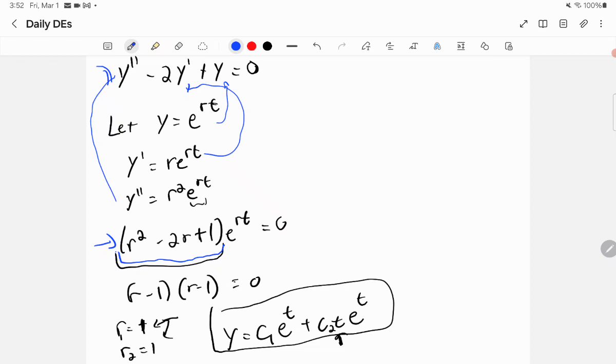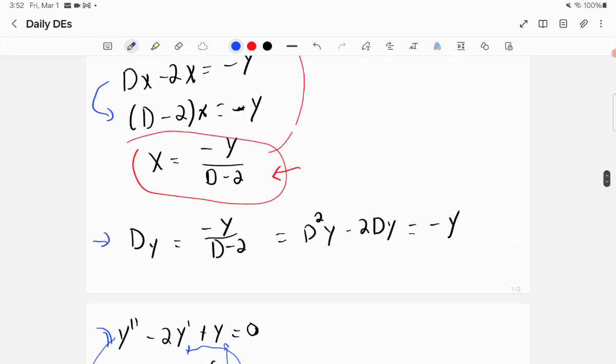Because of the same root, you get e to the t twice here, essentially. To get a set of linearly independent solutions, I have to multiply one of them by t, which is what I do over here. And I get y is equal to c1 e to the t plus c2 t e to the t. Okay, so now I've solved this, but I only solved it for y.